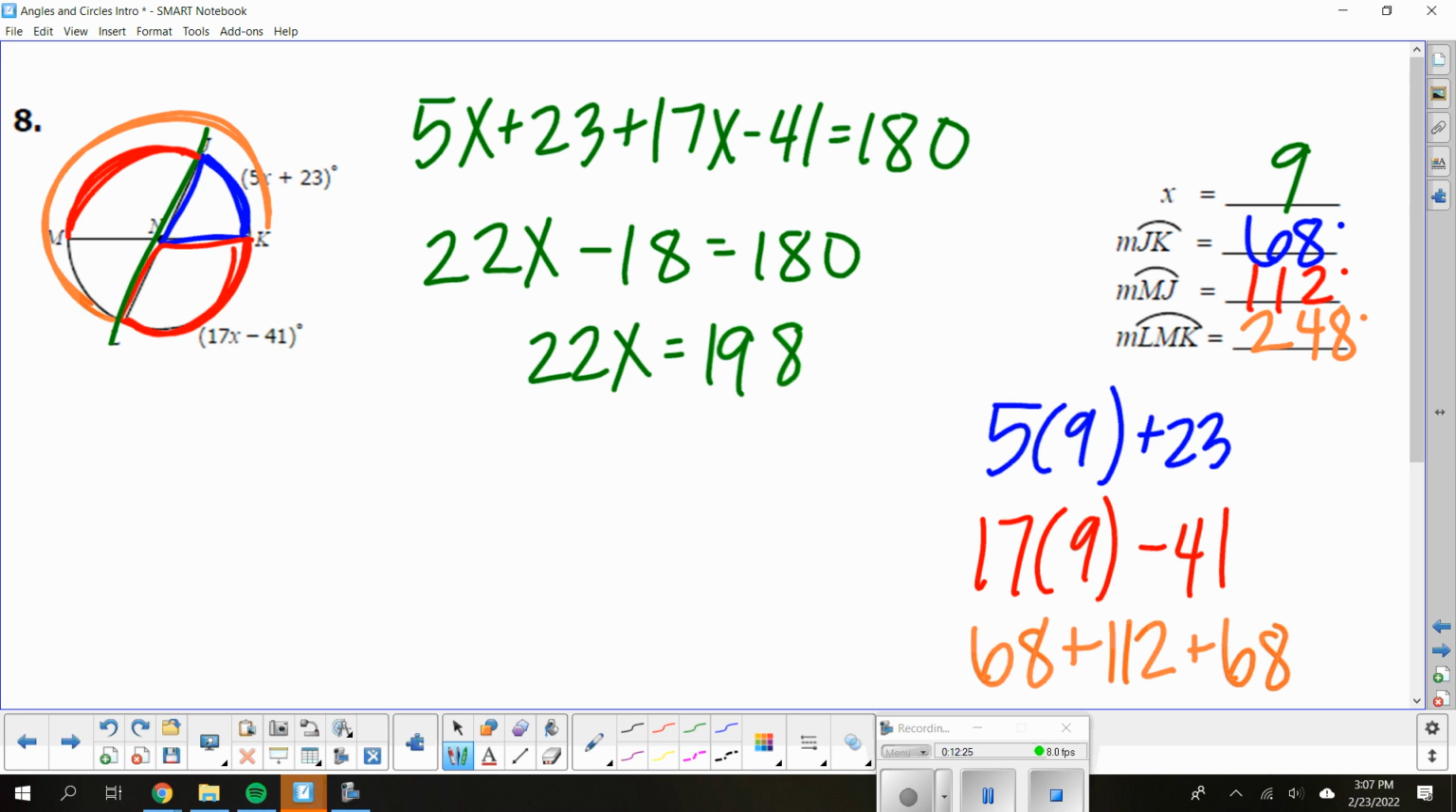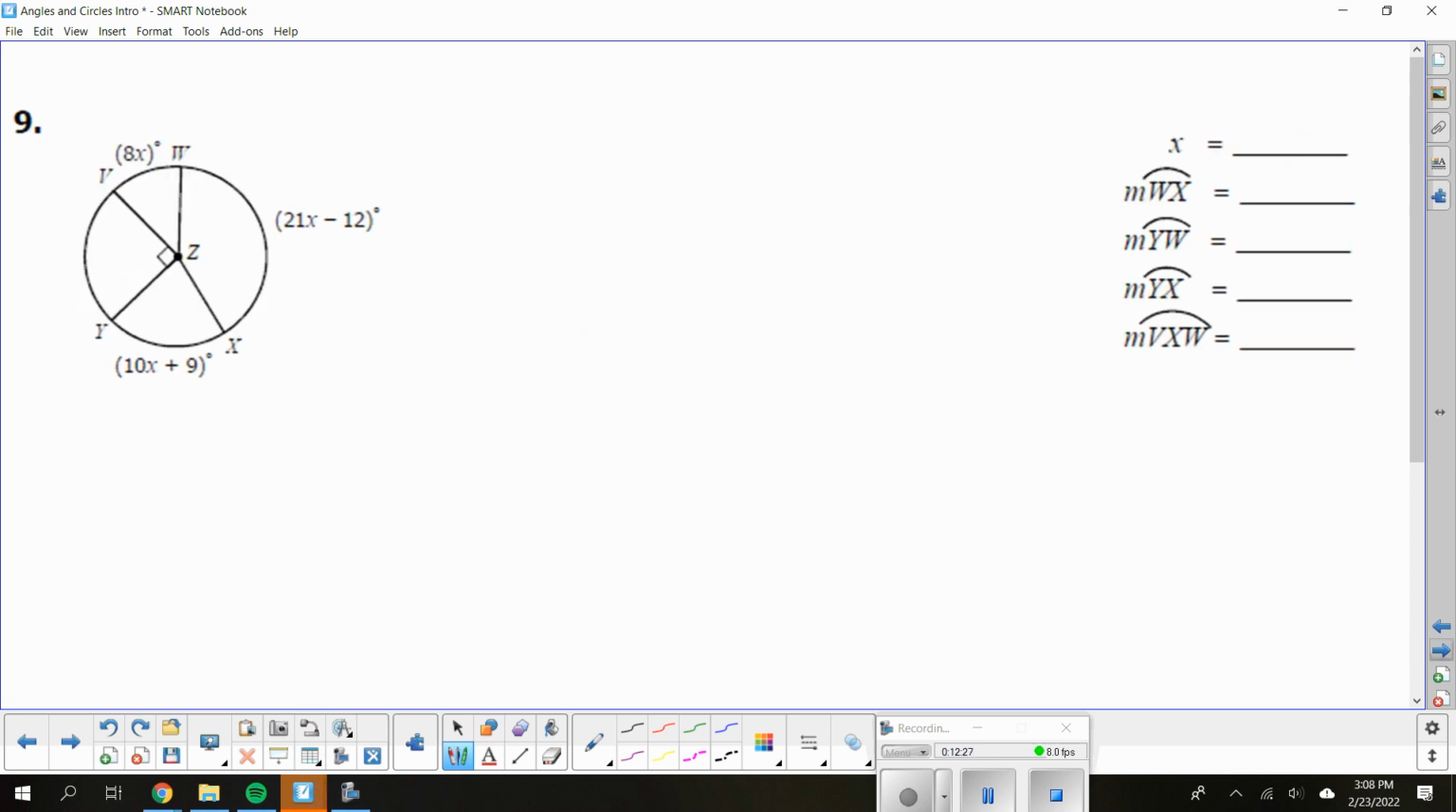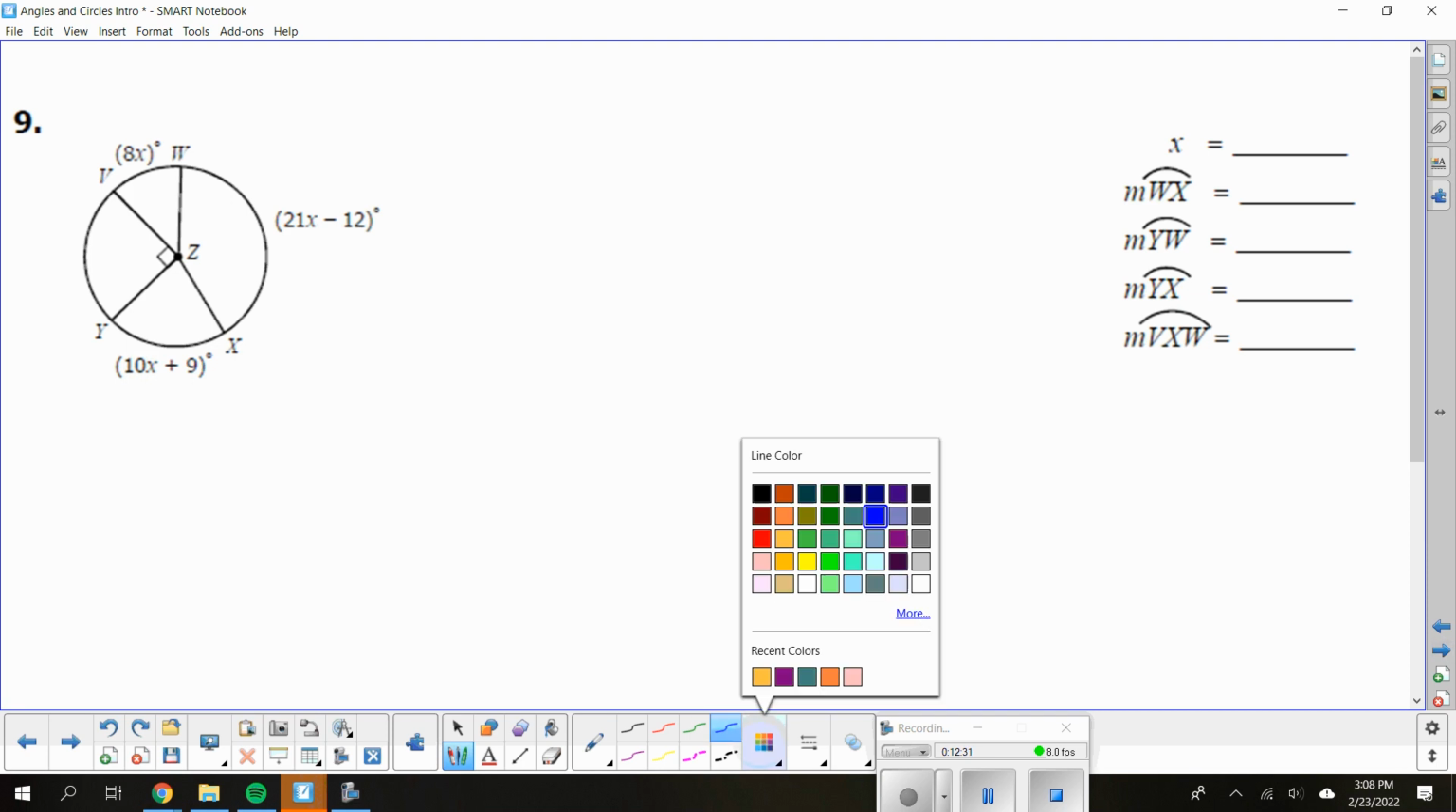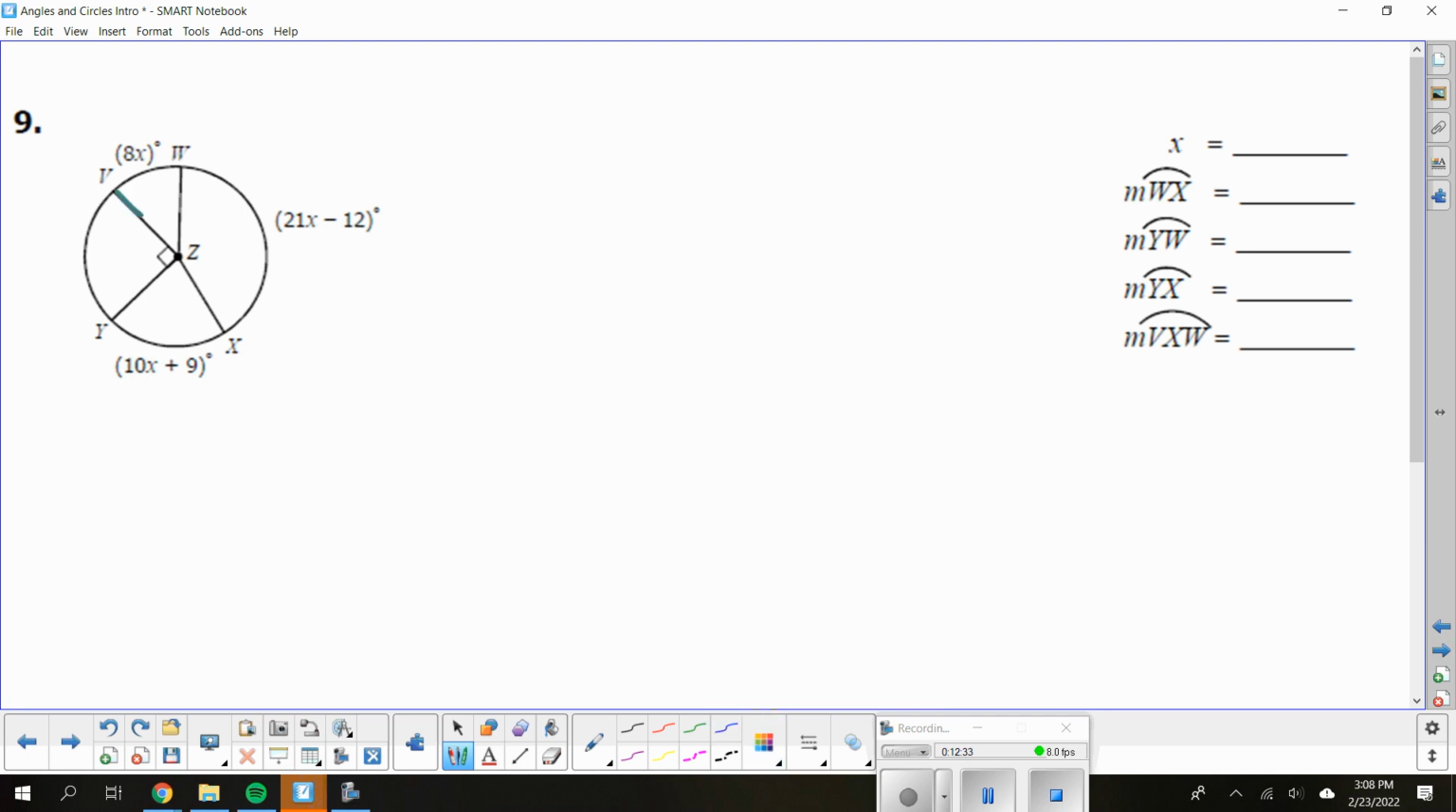Great, go ahead and do number 9 on your own. Just notice that 90, so again, that is a central angle. So if there's 90 at the angle, there's also 90 at the arc that is being tracked by those two endpoints. So from there, go ahead and solve for x, and then find each of your arcs from there. All right, please bring any questions to class tomorrow.